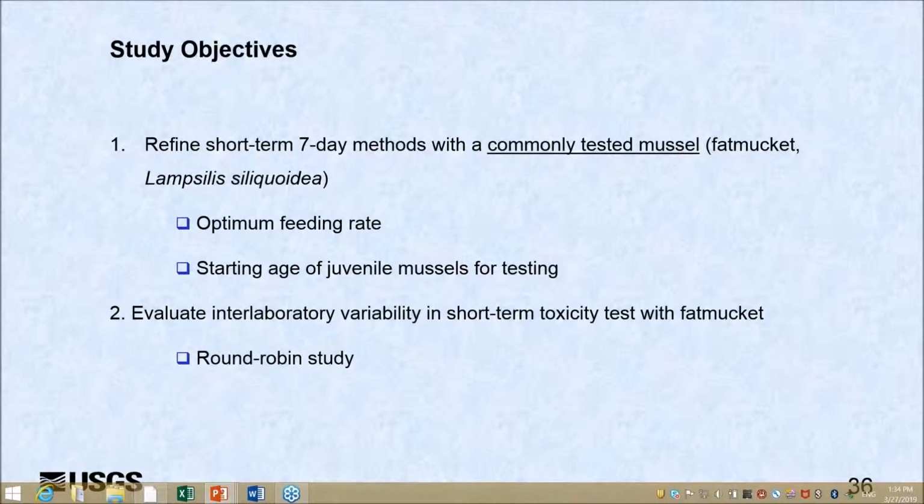And of course, when we have the protocol, we'd like to do a round-robin study to see whether other labs can do what we did here.